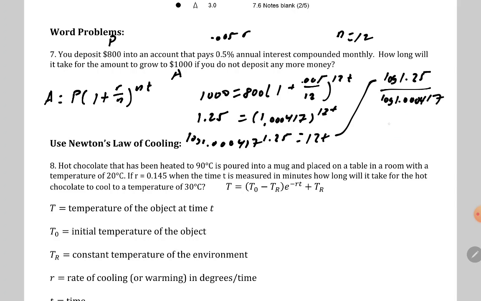Okay, and then once we get that answer, so 12t equals about 535.228. Divide that by 12, and t will be about 44.6 years. That's only if you have a 0.5% annual interest.